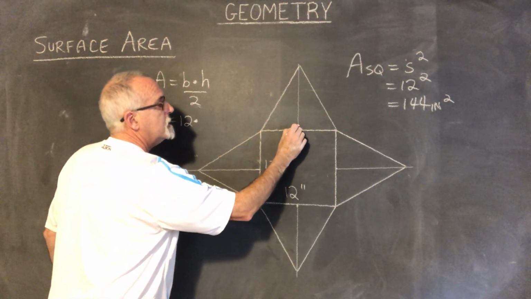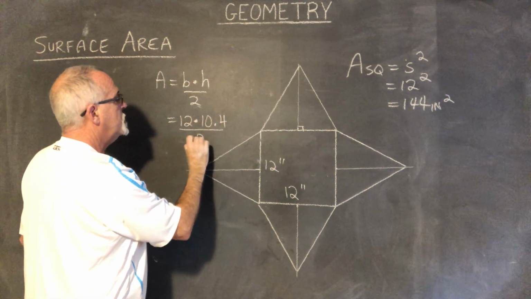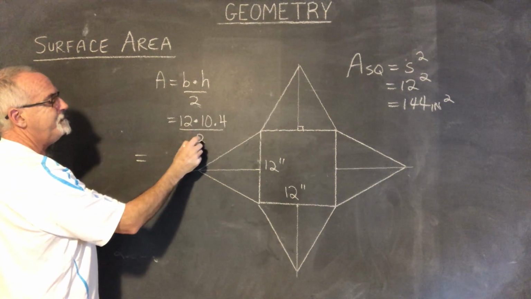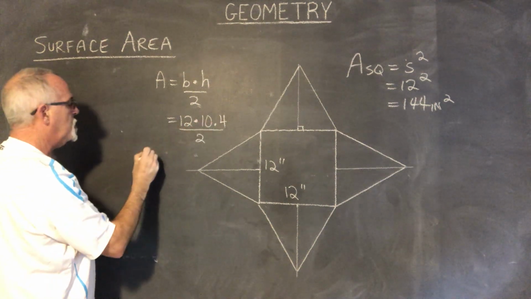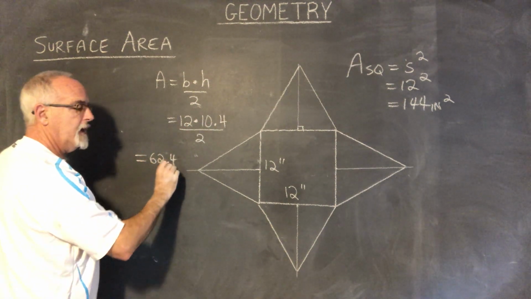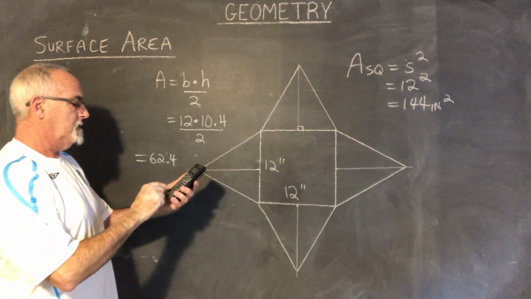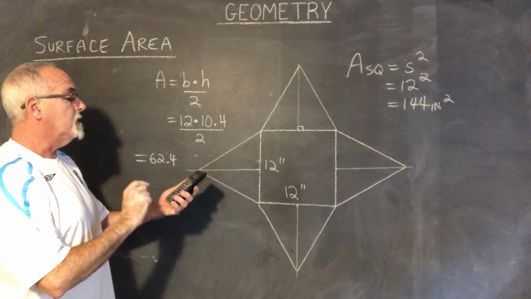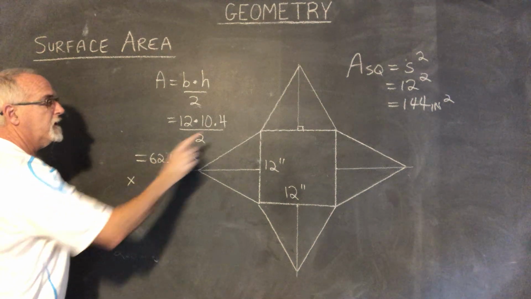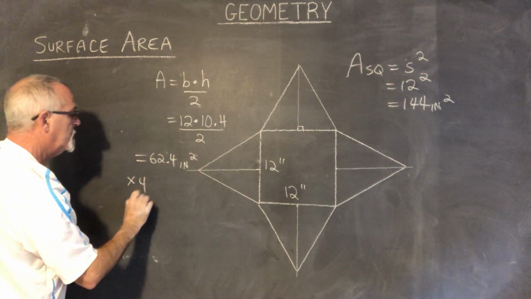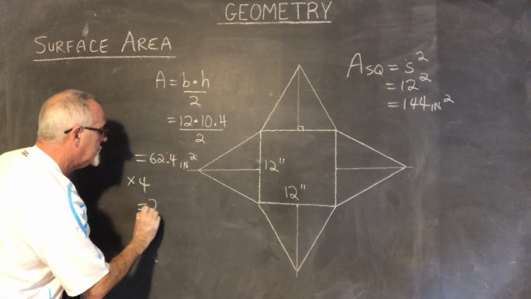That's the measure of this little height that I drew up here. 12 times 10.4 over 2 is equal to, 12 divided by 2 is 6. So I'm just doing 6 times 10.4, 62.4. And then, because I've learned my lesson, I will get my calculator and double check that. 12 times 10.4 divided by 2 equals 62.4. That's good. Inches squared. But there are 4 of these triangles. Times 4 equals 249.6.